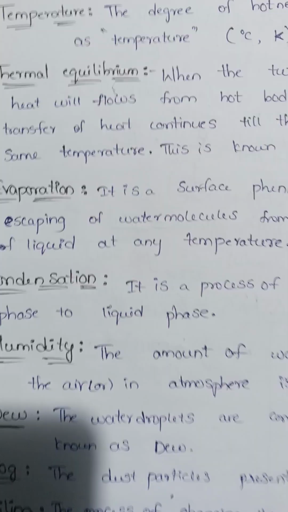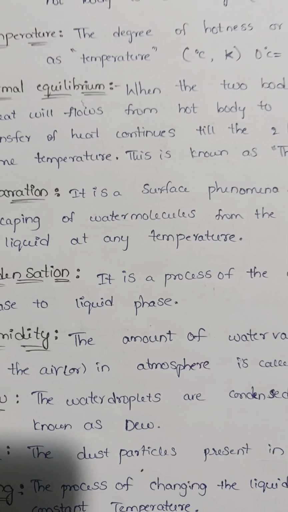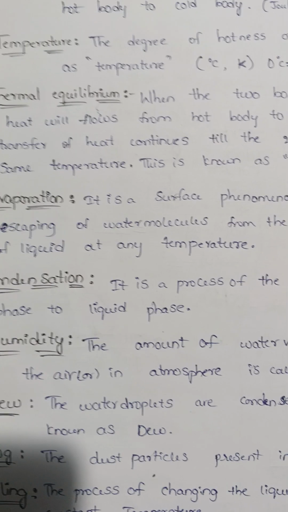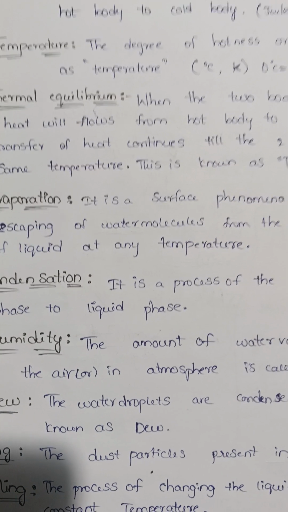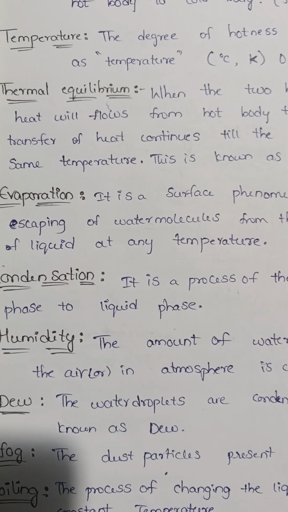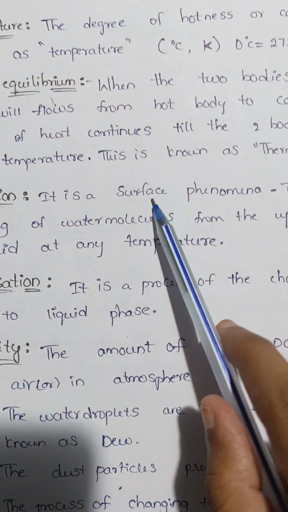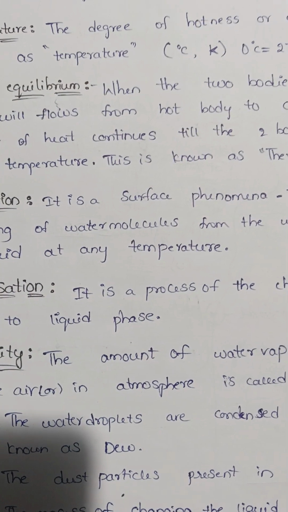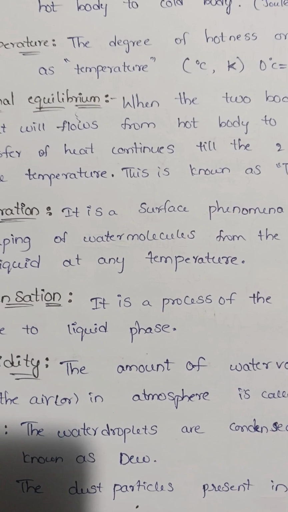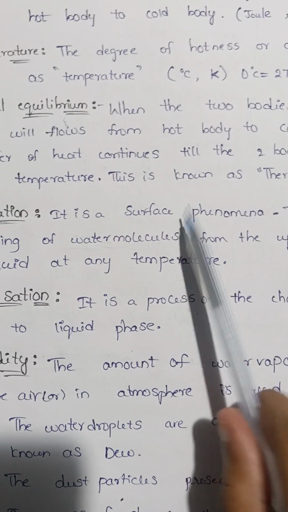Next, evaporation. We already know what evaporation means. We simply say the process of conversion of liquid phase into gaseous phase is known as evaporation. But in 10th class, we have to learn much more about evaporation. Evaporation is a surface phenomenon. It always depends upon the surface. It doesn't depend upon the temperature; evaporation takes place at any temperature, but it requires a surface area.